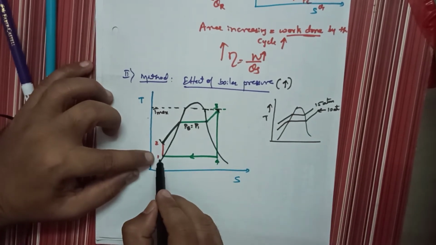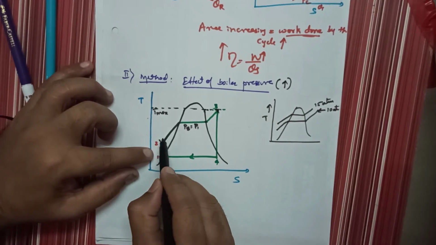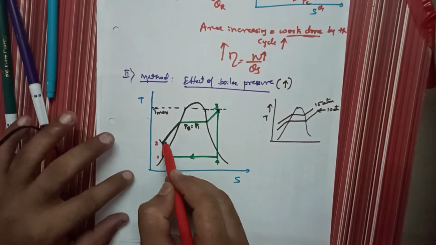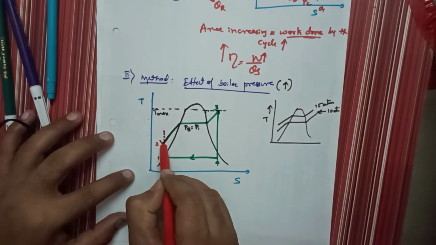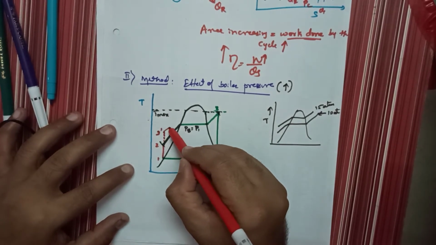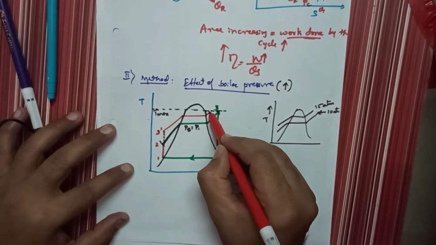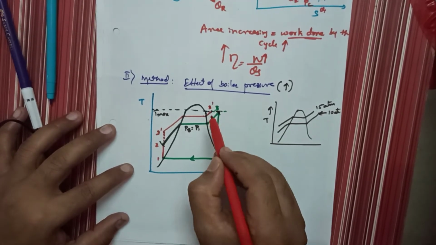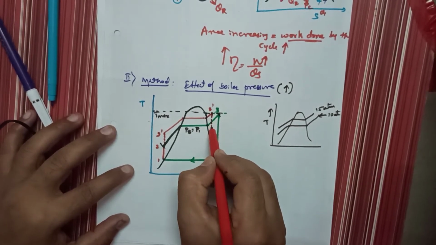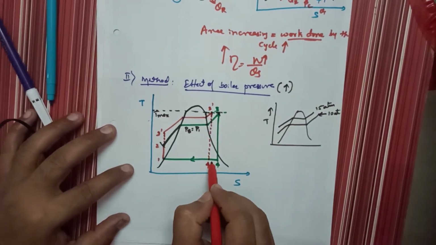Point number 1 will remain the same. 1 to 2 is pump work. Now I will increase to 2 dash. The pressure is increasing, but it should stop at this point, that is 3 dash, because it is the maximum temperature. Now this 3 dash steam enters the turbine, expansion takes place, and that will become 4 dash.